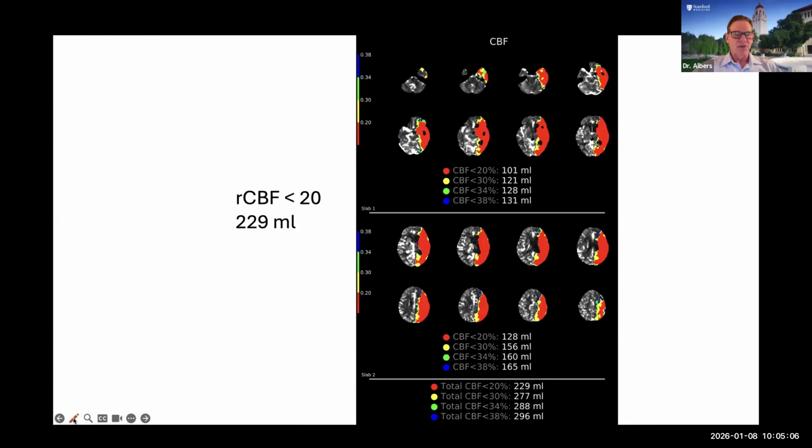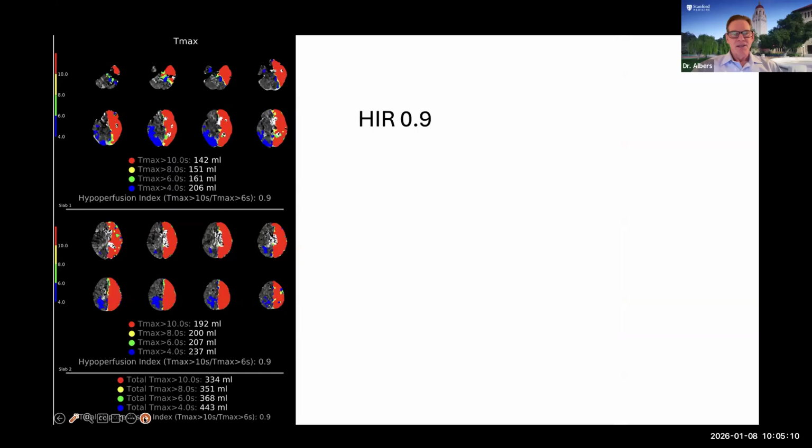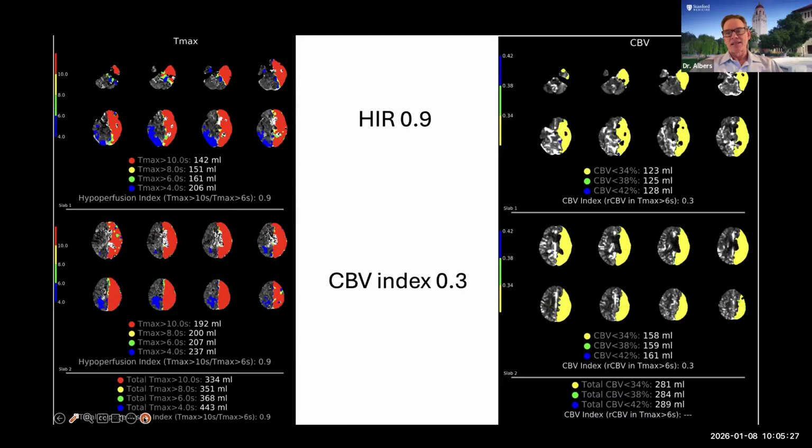Let me just put on the laser pointer here so we can show you some things. So you're going to be hearing quite a bit from both Pierre and Marios about collateral measures of severity. So one of them is the HIR, and an HIR of 0.9 means that there is very poor collaterals, and that is complemented by the CBV index, which means that the blood volume in this patient's left hemisphere is also extremely low.